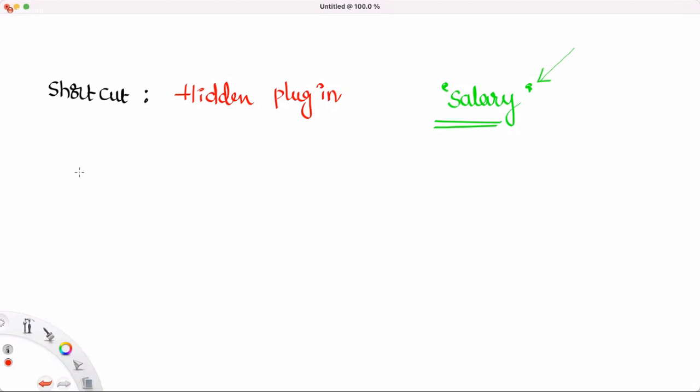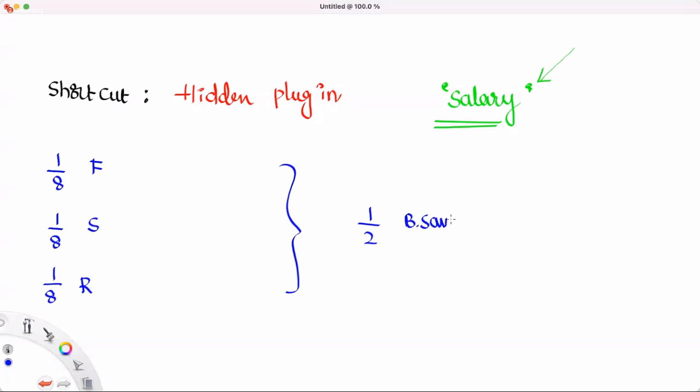Because I have seen some fractions as per the narration of the story: 1 by 8 is gone for food, 1 by 8 is gone for shopping, 1 by 8 is gone for rent. In the remaining, after finishing this, 1 by 2 is gone for bank savings. What fraction is gone for bank savings is the question. I'm able to see fractions with denominators 2 and 8. So I'm trying to plug in a number for the salary which works for 2 and 8.